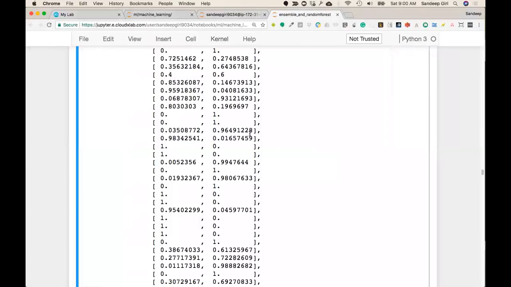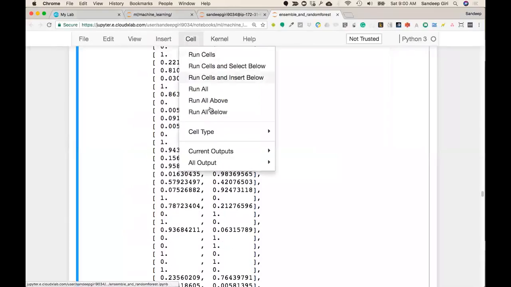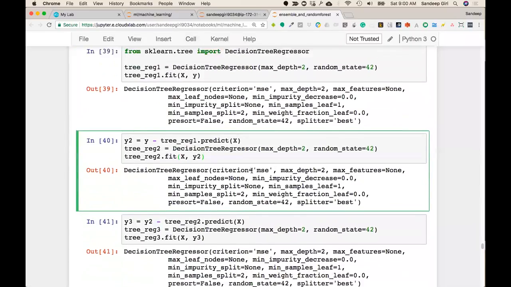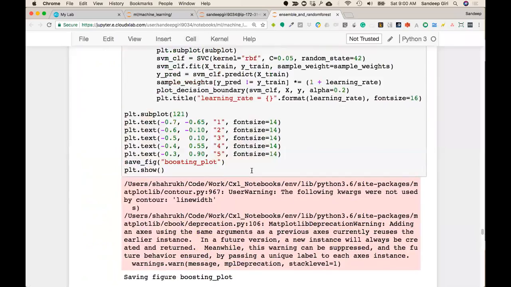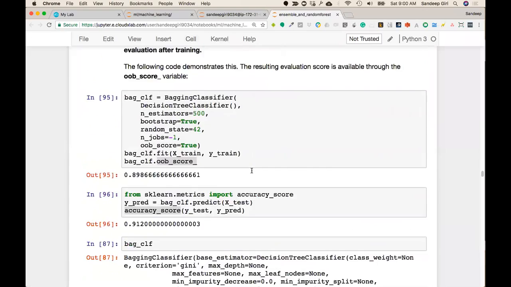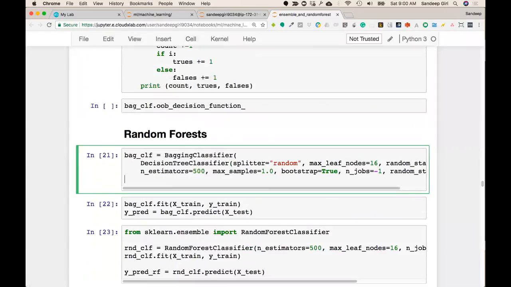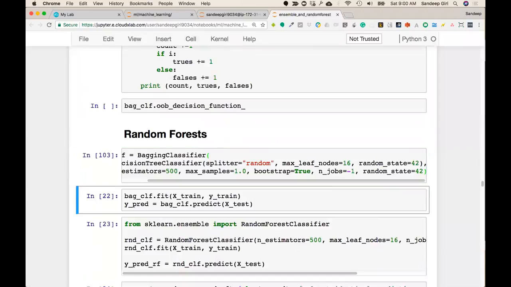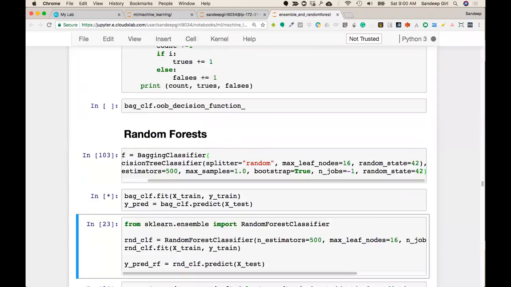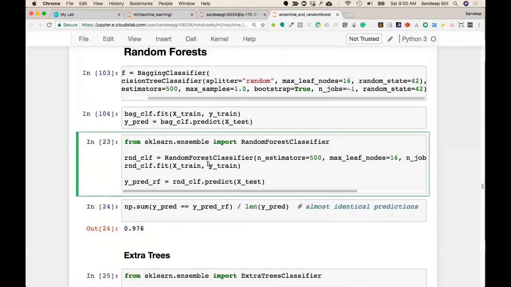All right, so let's go down from here. Let me just clear the current output. I think this is better. Okay, so now let's take a look.